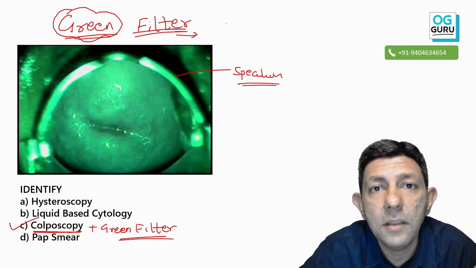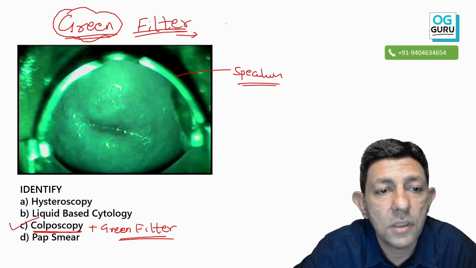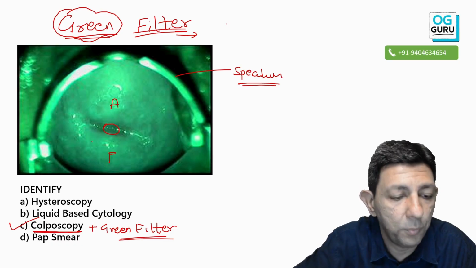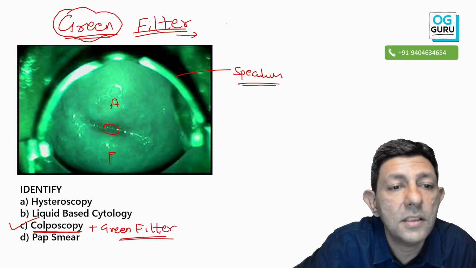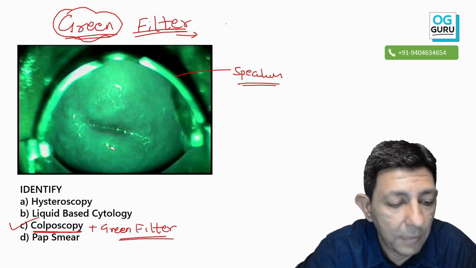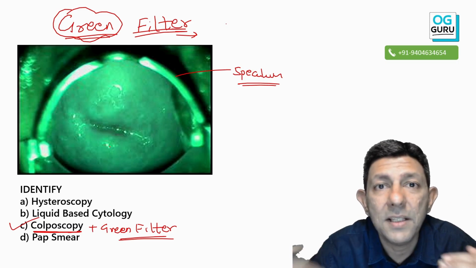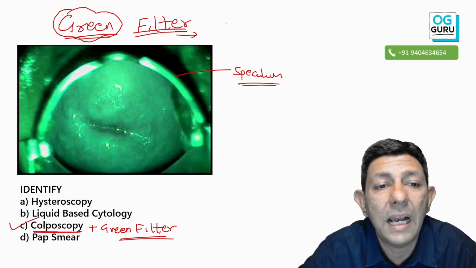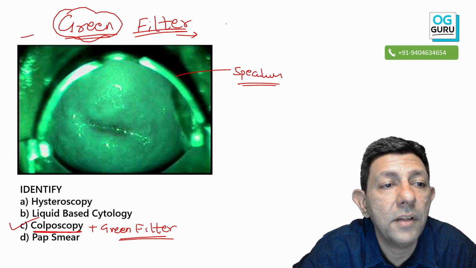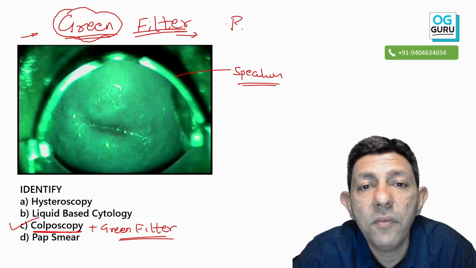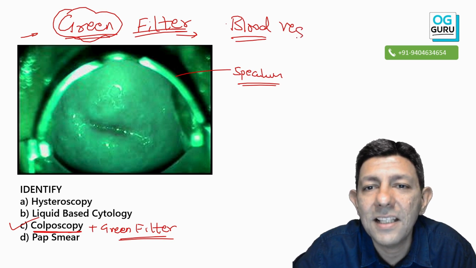And what is the logic of this green filter? So sir, this is the cervix, this is the anterior lip, this is the posterior lip, this is the cervical opening or the os. So what is the logic of this green filter, my dear student? Physics principle: the blood vessels which are red will appear better with the green filter. So green filter is to check out the blood vessels.